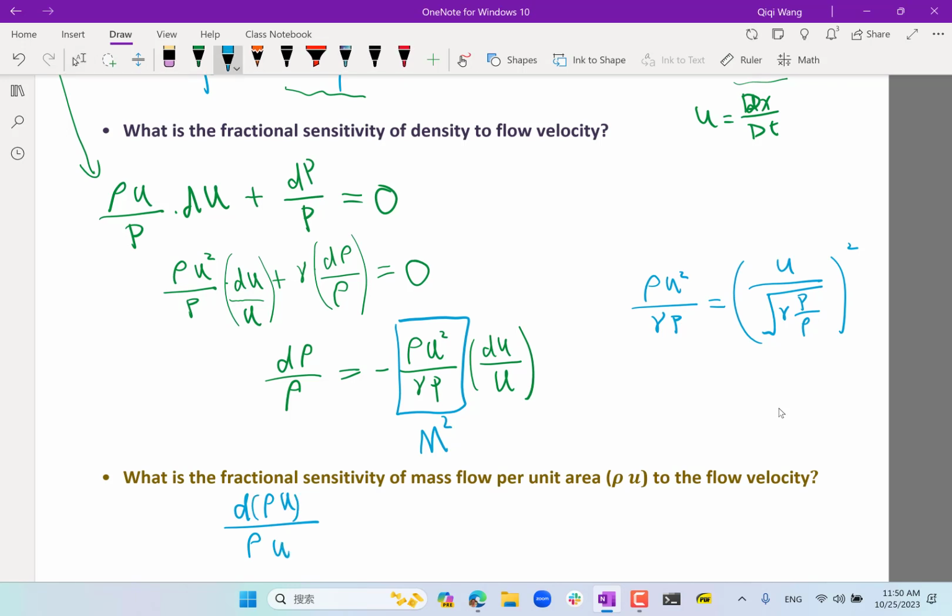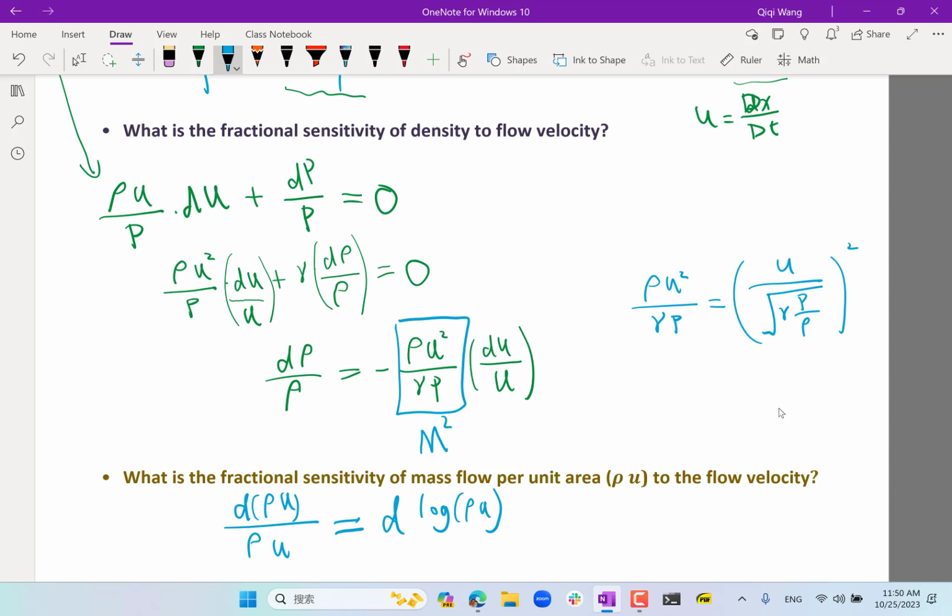Okay, so now we can also work this out. It's actually easier than you think. The fractional sensitivity of a product is actually equal to the sum of the fractional sensitivities. It all makes sense when you think about the logarithm. Okay, so let me work this out in this way. D of something over something is actually d log of that thing.